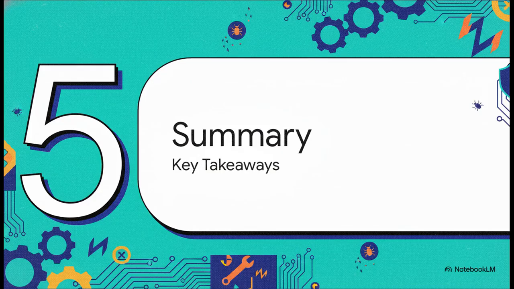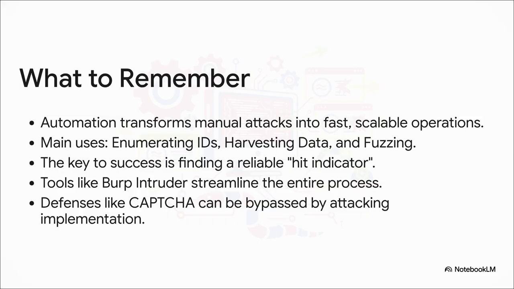All right, we have covered a huge amount of ground here, from the core concepts of automation to the tools of the trade and the defenses we have to overcome. Let's bring it all together with a few key takeaways. Here's what's most important to remember. Automation is what takes a slow, manual security test and turns it into a fast, scalable, and powerful attack. Its three main uses are enumerating identifiers, harvesting data, and fuzzing. The absolute linchpin for any successful attack is finding that reliable hit indicator to tell success from failure.